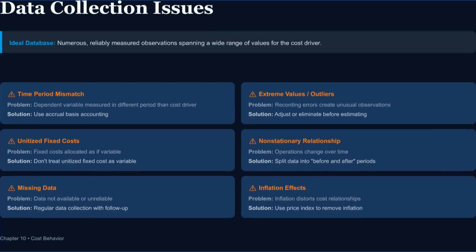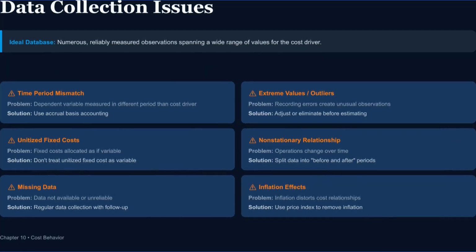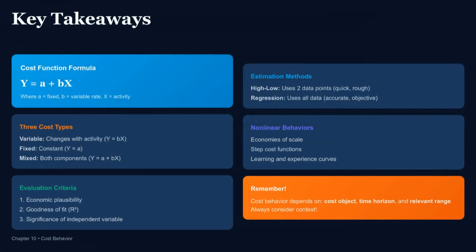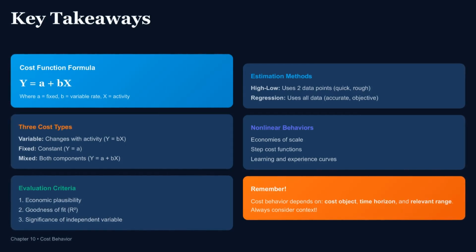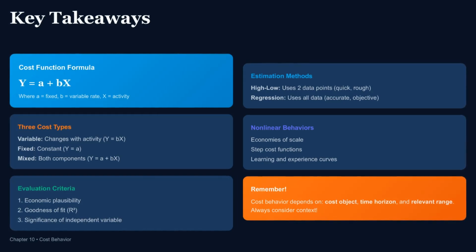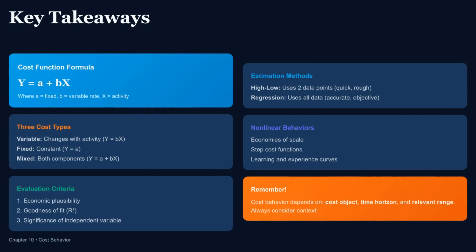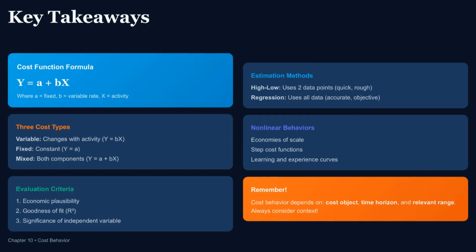Overall, strengthening managerial insight. In the Key Takeaways slide, we consolidate essential cost behavior concepts into clear, memorable points. 1. Cost functions. The linear cost function y equals a plus bx is fundamental to cost analysis. Variable costs change with activity. Fixed costs remain constant within the relevant range.